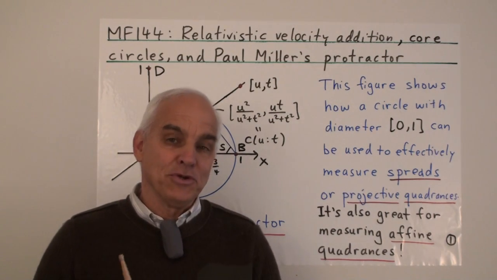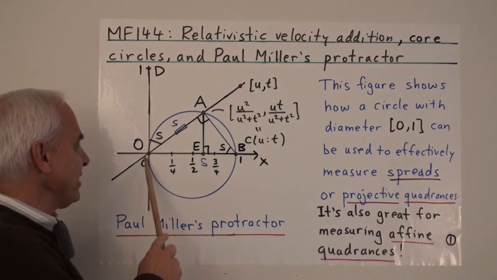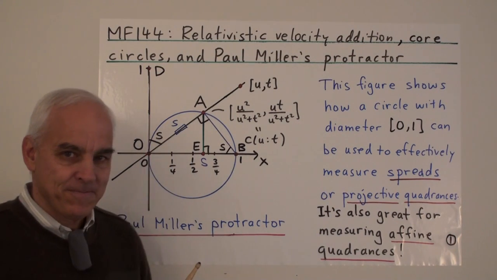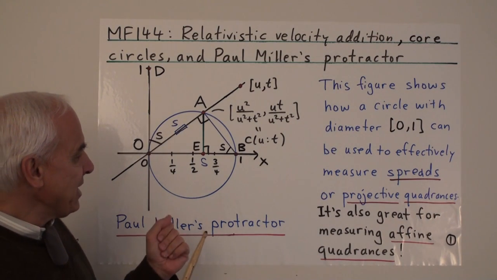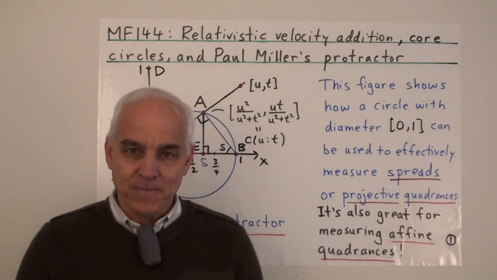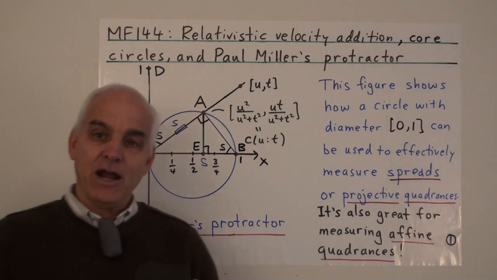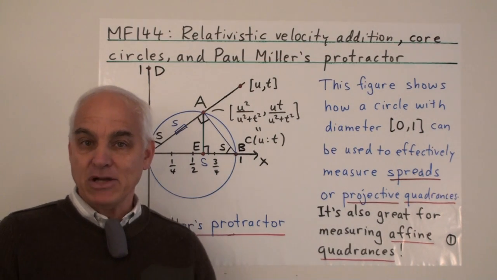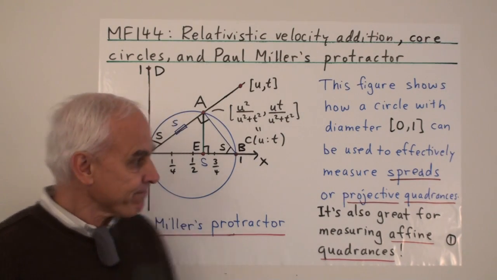In our last video, we introduced this idea of a core circle as an alternative to the unit circle. So the core circle is this circle right here, whose diameter is the interval 0 to 1. It's centered at the point (1/2, 0). And today we're going to see that this core circle naturally lends itself to a very pleasant protractor, which I'm going to call Paul Miller's protractor, in honor of a retired engineer in the UK who discovered this particular way of thinking about measuring spreads, or, in our context, projective quadrances.